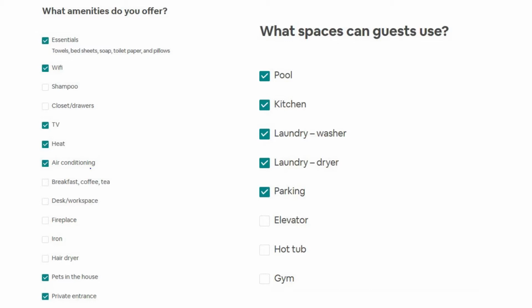Wi-Fi, all your basics like towels. Do you have soap for the guests? Do they need to bring that themselves? Is there a TV? What's the air conditioning and heating situation? And then also things like spaces the guests can use. Like my place has a pool, so if there's a pool that the guests can use, that's going to bring you a little bit of a premium on price, as well as an independent kitchen. A lot of guests are looking, especially for longer stays, for a place where they can cook in the unit. So make sure that anything the guests can use, you click on those during step 1.